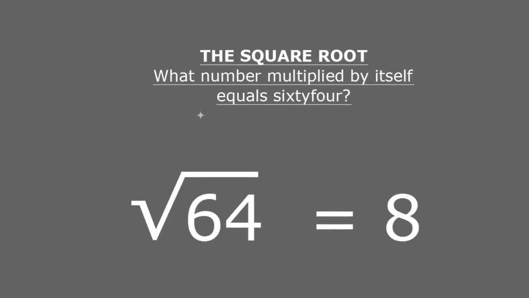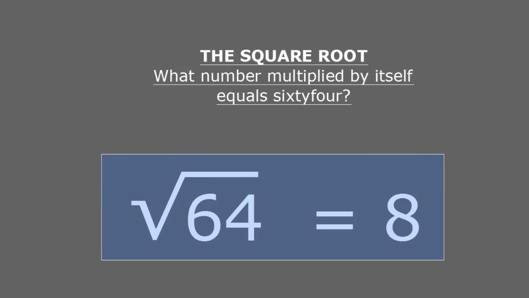Now, what is the square root of 64? Remember that the square root of any number is what number do I have to multiply by itself in order to get the radicand, the number inside of the root. So what number do I have to multiply by itself that equals 64, or express it in another way, what number squared equals 64? Well, the answer is 8. 8 times 8 equals 64. 8 squared equals 64. So the square root of 64 is 8.